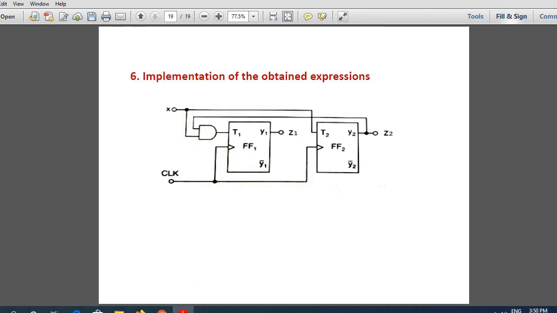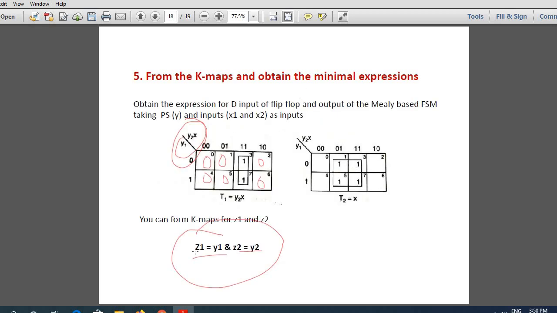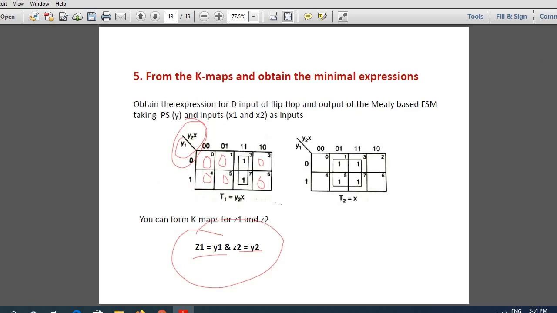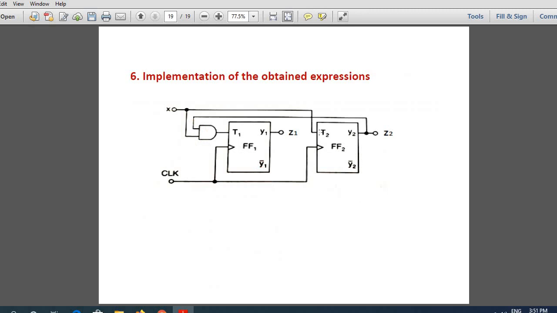Now you can implement the circuit. Z1 is y1, Z2 is y2. So what is y1 and y2? You have two flip-flops T1, T2. Output of first one is y1, the output of second one is y2. It means that the state is the output of the flip-flop. So y1 is directly your Z1, y2 is directly your Z2, and you have to now obtain T1 and T2. T1 is y2X, T2 is X. T2 is X, look here. T1 is y2 into X.